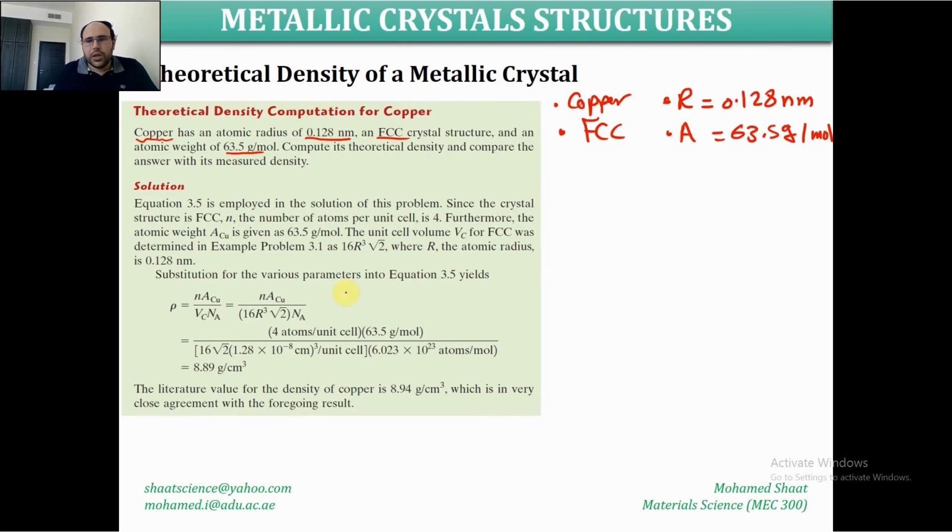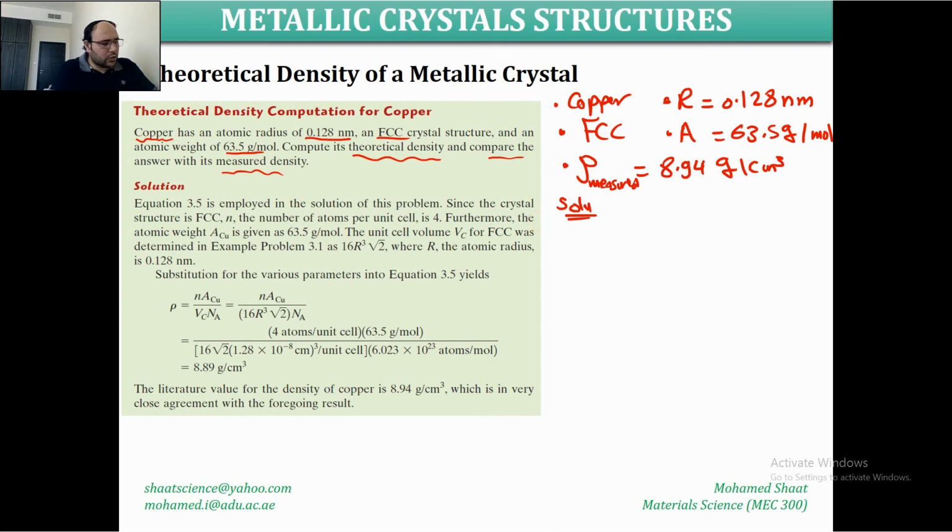Okay. So these are the given data. It is required to calculate the theoretical density and compare it with the measured density that we have in the literature. The measured density in the literature is 8.94 gram over centimeter cube. So your objective is just to calculate the theoretical one and compare it to this value. Make sense?